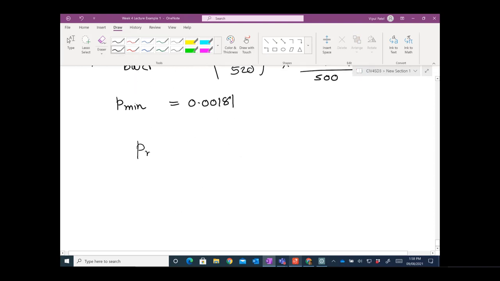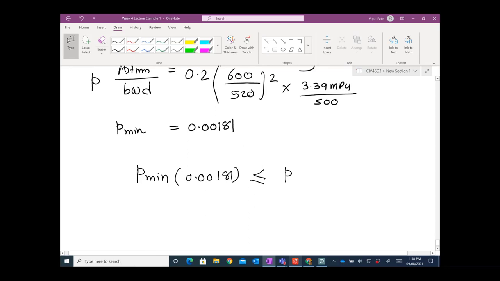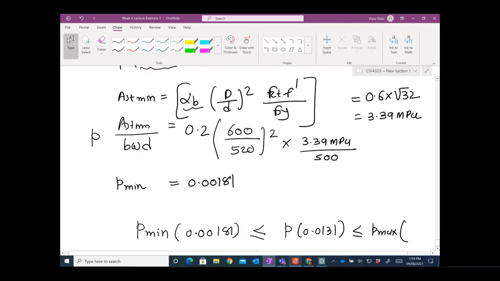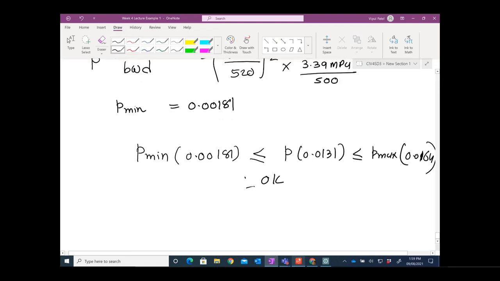And you get 0.00181. So rho minimum is 0.00181, which should be less than your actual rho. Your actual rho was 0.0131, less than or equal to the maximum one that we got, which is 0.0164. So therefore it is okay. Now let me stop here. Moment capacities, we will take you through this.